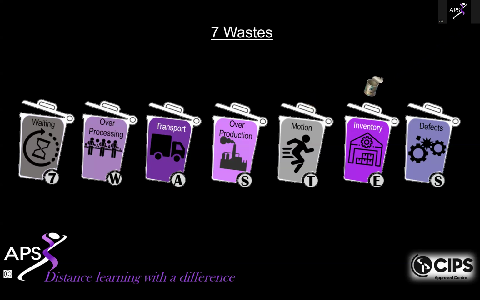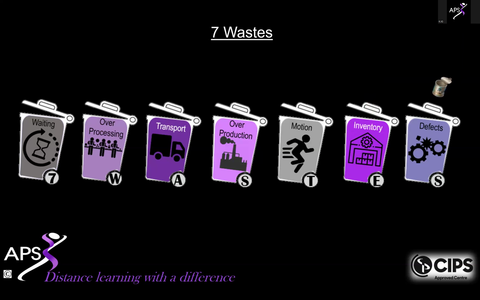The penultimate waste is inventory. So this is about holding too much stock. It might be that we can get economies of scale for bulk buying, but if we haven't got a forecast or a need for that stock and it's got a short shelf life, that could be wasteful. So let's buy smart. Let's buy what we need that we know we've got a forecast for and reduce the waste of unnecessary inventory.